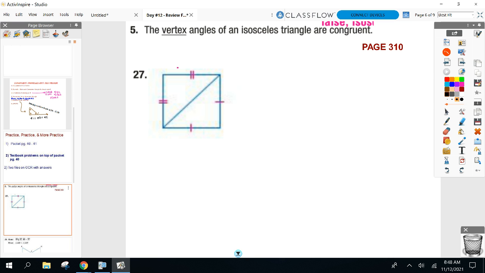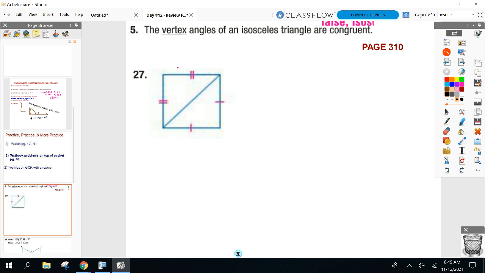Not always, it can be true, but not always. Take it back. Well, first of all, we've got to know what vertex means. There's no such thing as a vertex angle. So is it the congruent angles that we call vertex angles? No, right? So this is false.